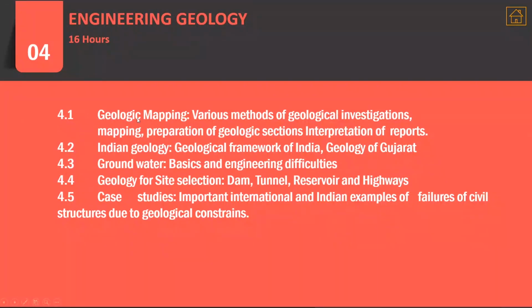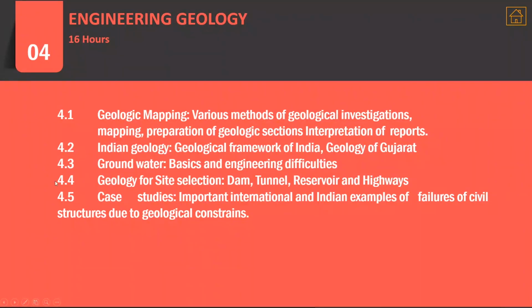The first component is about geological mapping. Then we have the second session, which is basically a framework of the geological characteristics of India and Gujarat specifically, because we are located in Gujarat, so we will give a little emphasis to the geological aspects of Gujarat, and we will discuss a little bit about the geological framework of India. Then we will briefly go through the outline of groundwater.